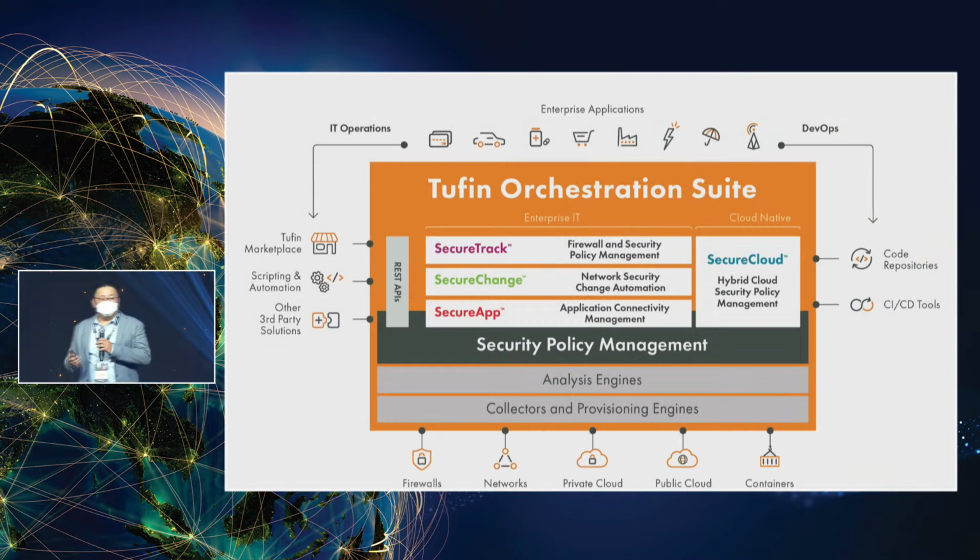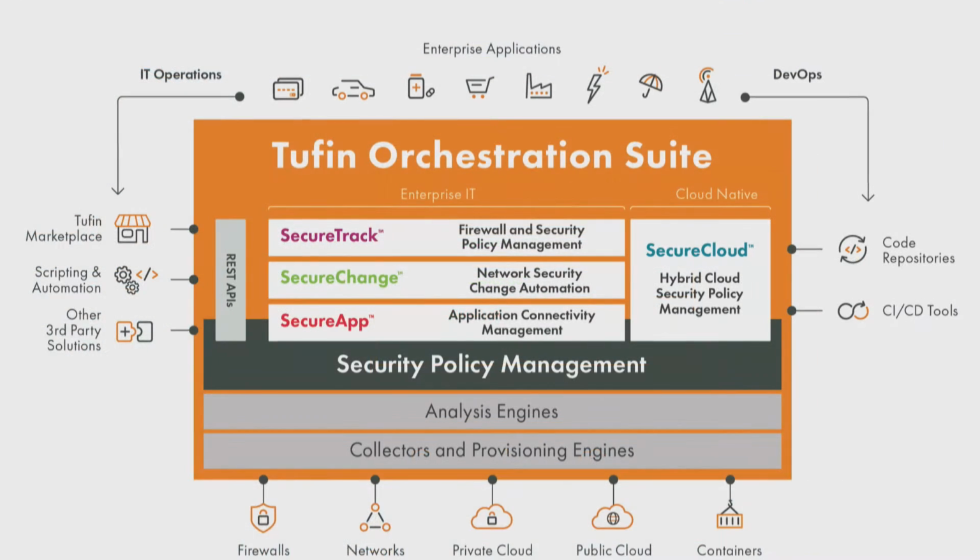In the Tufin Orchestration Suite itself, we have 4 different solutions. Under the enterprise IT for on-prem, we have SecureTrack, which manages the firewall policies and the security policies on your network devices. We have SecureChange, which performs network security change automation. And SecureApp allows users to model the application connectivities in the network environment and understand how the security policies are going to be implemented.